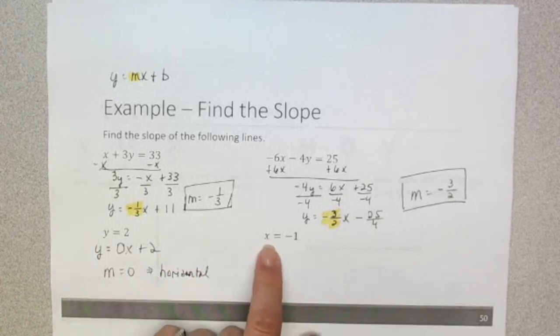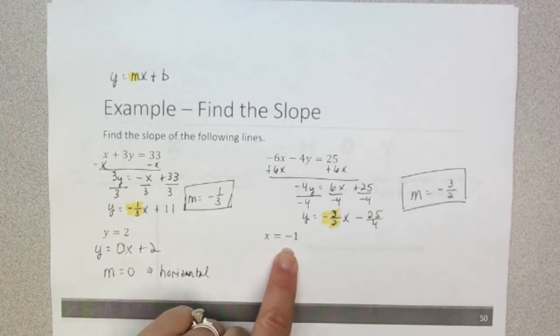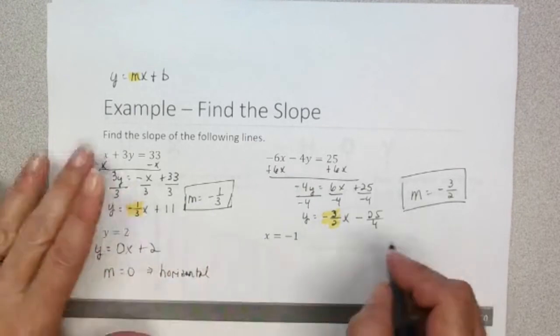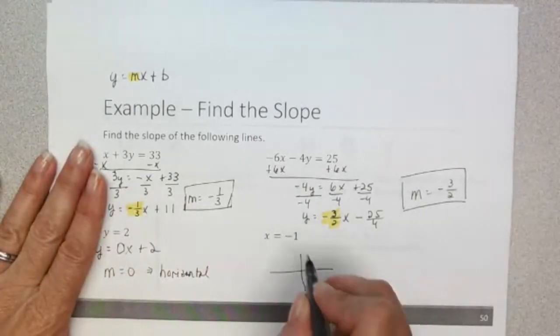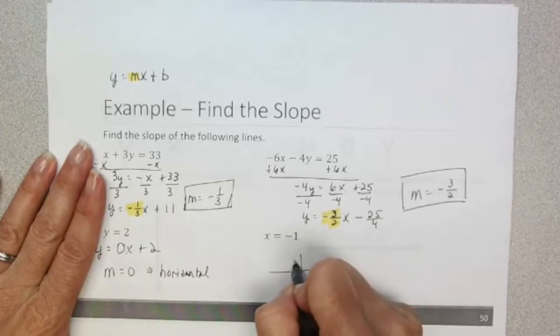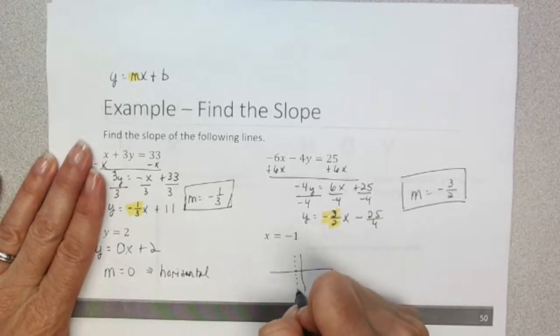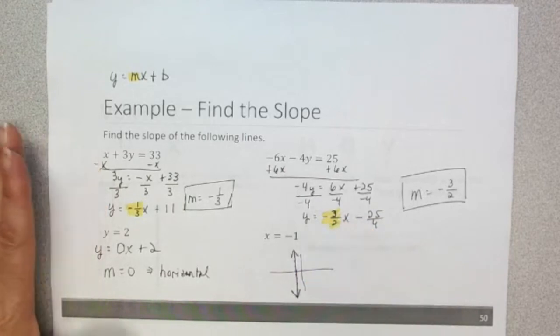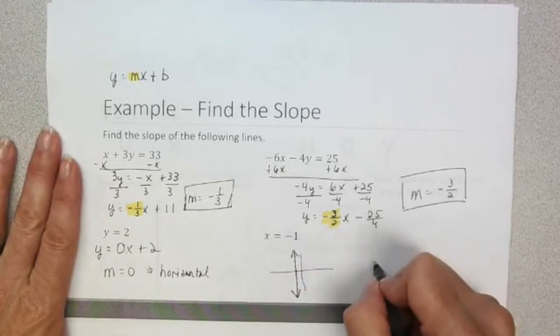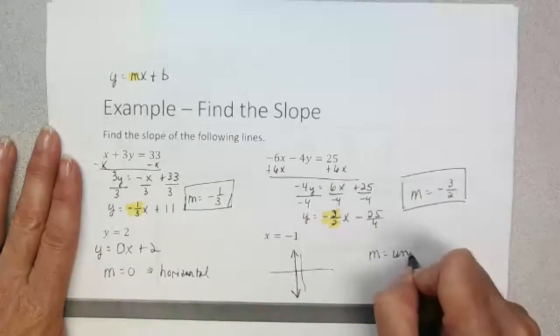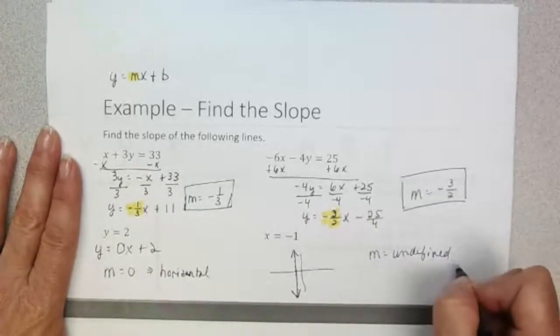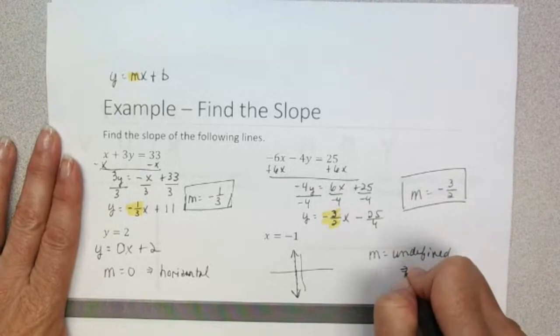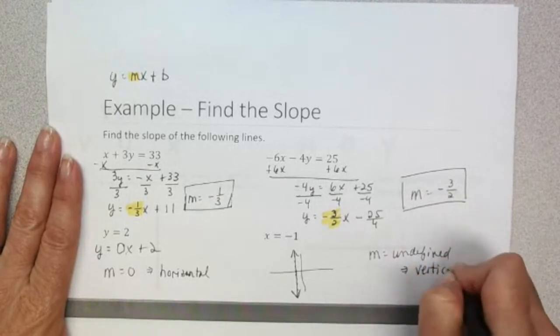Well, when we don't know anything at all about the y, just that x is always -1, think about how that might look graphically. -1 is there. If x is always -1, regardless of what y is for any coordinates on that, if we were to graph that, look what we have here, a vertical line. This one is a vertical line, so the slope is undefined. It's undefined, and that's a vertical line.